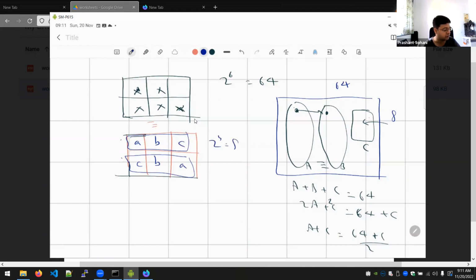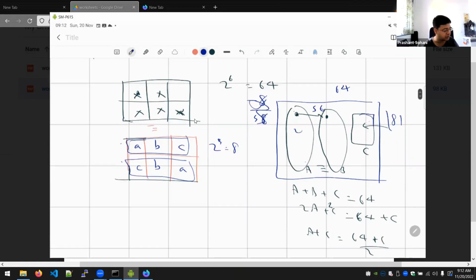which is 8. Okay, for some reason I thought this was the answer, but I missed something. Anyway, so the set C has cardinality 8, and therefore A plus B together have 56, and therefore each of them has 28. So the answer is 28 plus C.